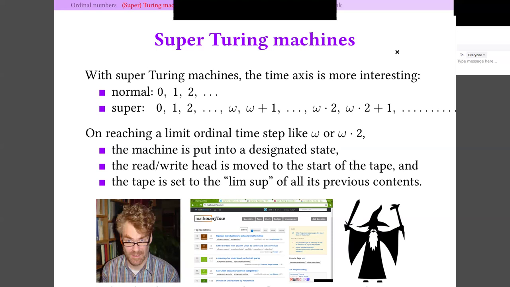In that flavor of the super Turing machines, the tape has a definite beginning, and then it goes on and on and on, of length omega, in one direction. And on limit days, like omega or omega times two, the head is moved to the very beginning of the tape.